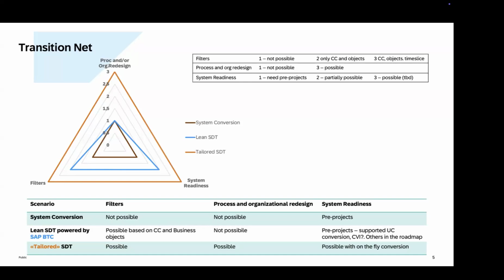So during the system conversion approach, it's not possible to filter out any data. This means that the complete system will be moved and transferred to S4HANA. And with BTC and the lean STT approach, we now have the possibility to filter on company code level and on business or migration objects to leave old data or inactive data behind. For more complex filtering objects, customers require a tailored STT approach.